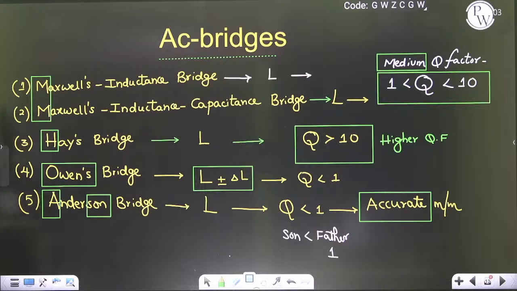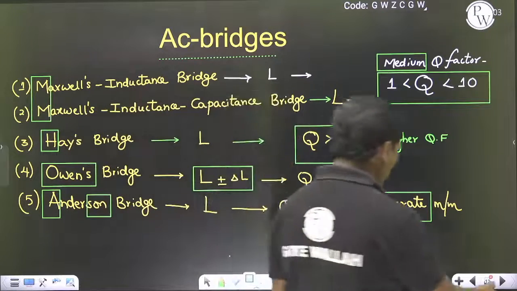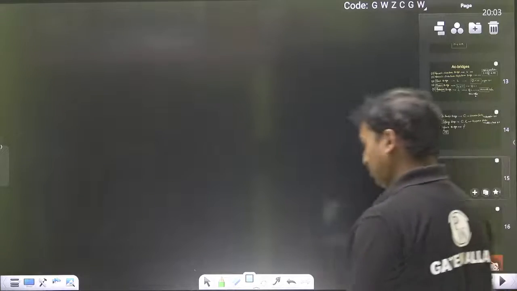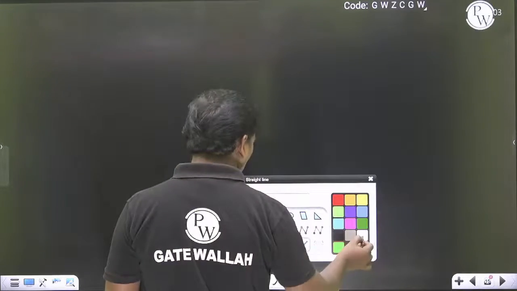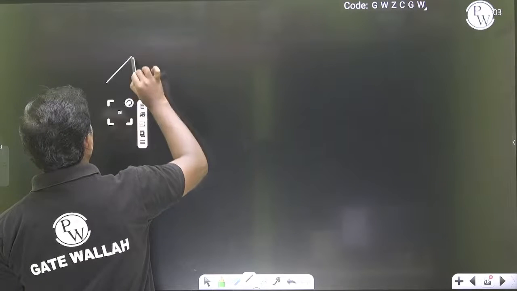I hope everything is clear. Okay. So now I am giving a question as assignment. Try to do this question on DC Wheatstone bridge.